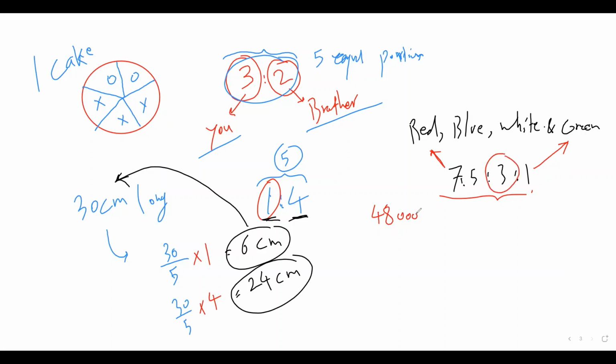So what you need to do, you add up all these numbers, that gives you 16, right? And then you divide 48,000 by 16, and then you multiply it by 3, because that would give us the number of white cars. In this case, it is actually 9,000 white cars, right? So it's not really difficult. And which brings us to the next topic.